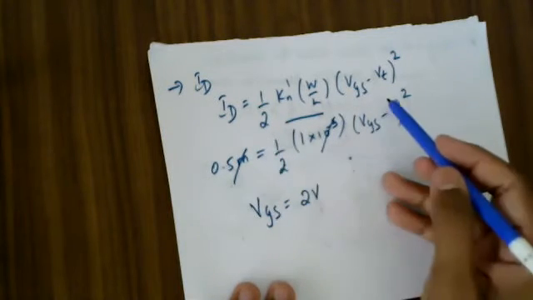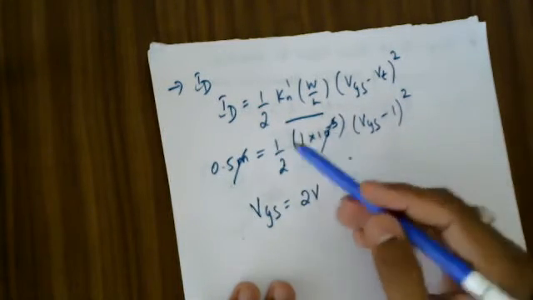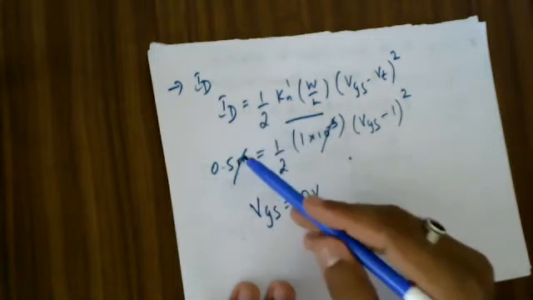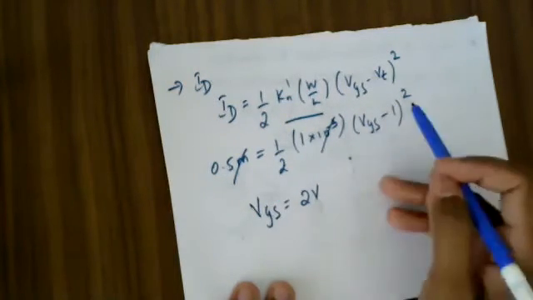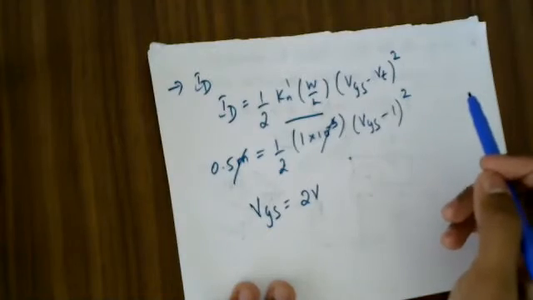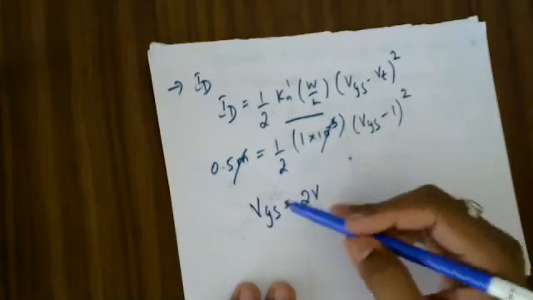So if I take square root on both sides, this square is going to get cancelled. 1 square is 1. Square and square also will get cancelled. So VGS will be equal to 1 plus 1, nothing but 2 volts. So I know what's the value of VGS.